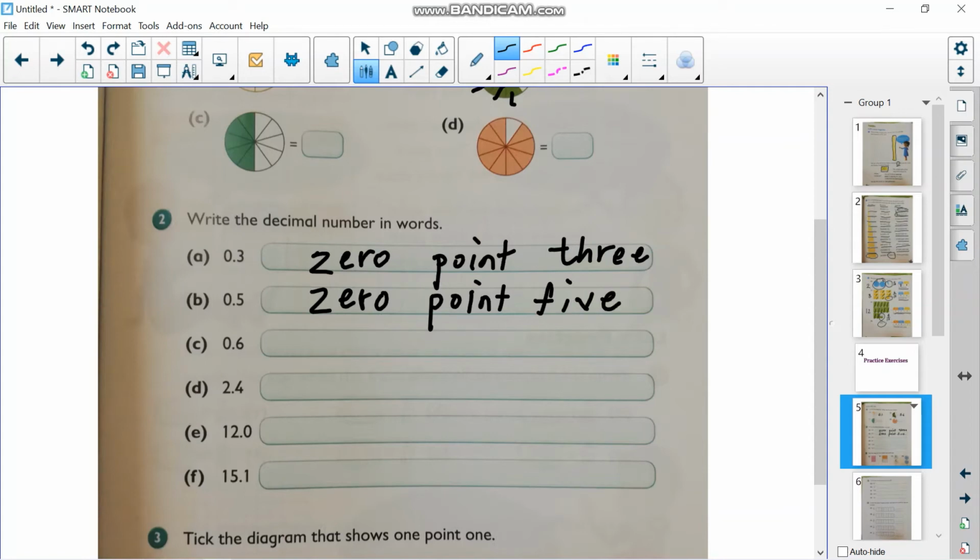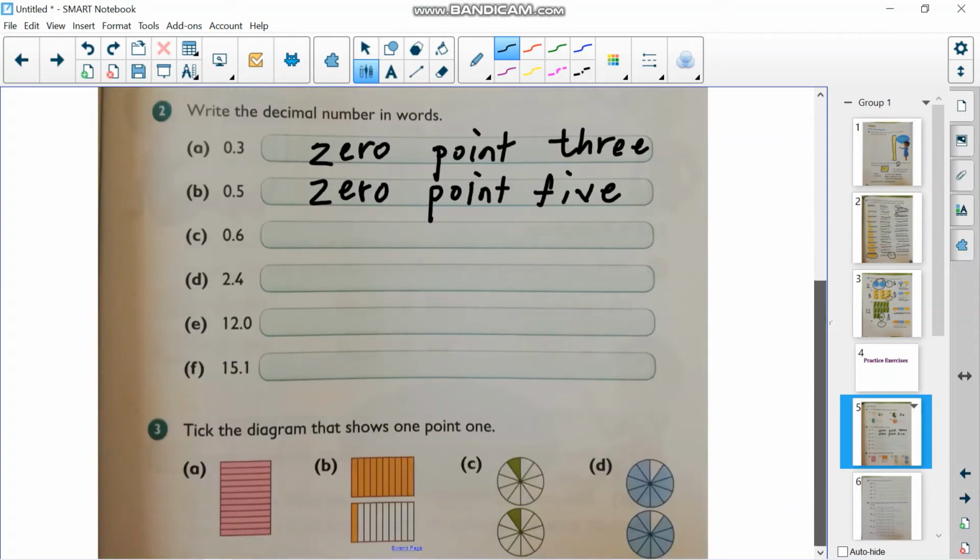So kindly do the same with the rest from letter C to letter F. Number 3, take the diagram that shows 1.1. So you have to choose which of the following figures is showing 1.1. Is it A? Is it B? Is it C? Or is it D? Just tick the correct answer.